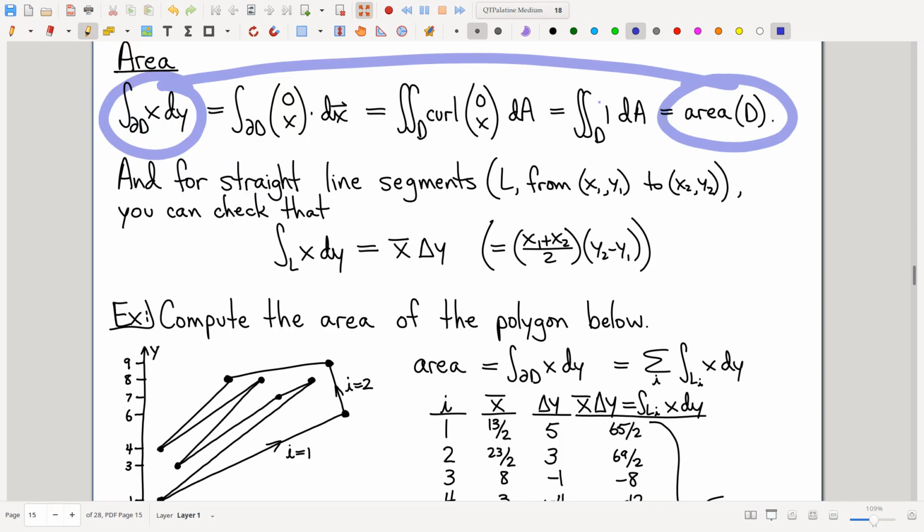Now, who cares? What does this do for us? It turns out there is a special case. Depending on what the domain is, this integral, the integral of x dy, can be easy to compute. Specifically, if you're only looking on a line segment.